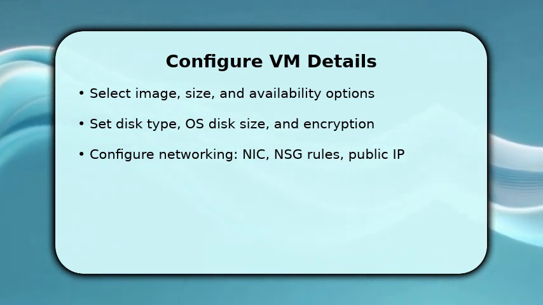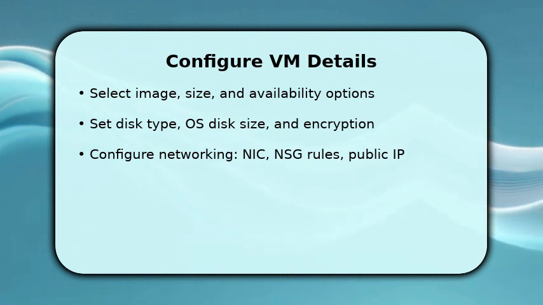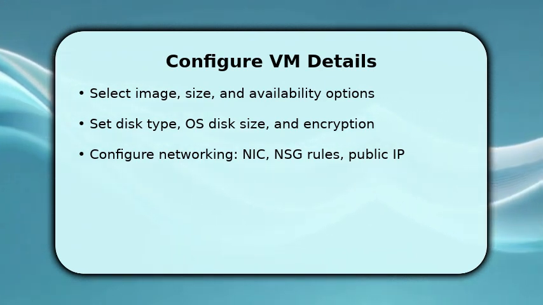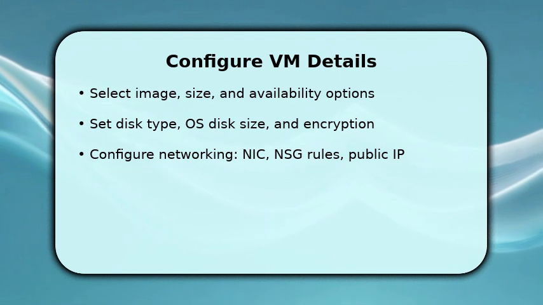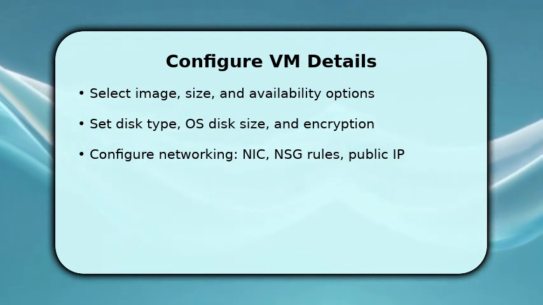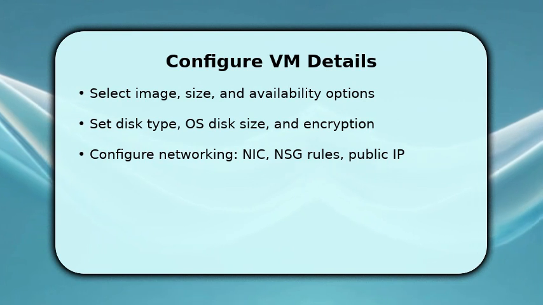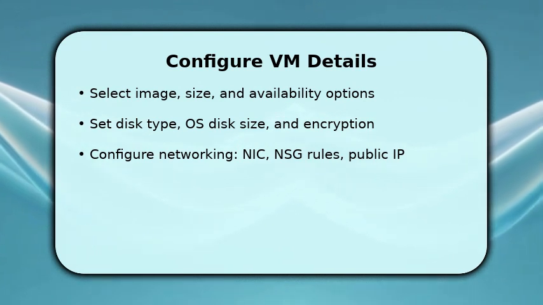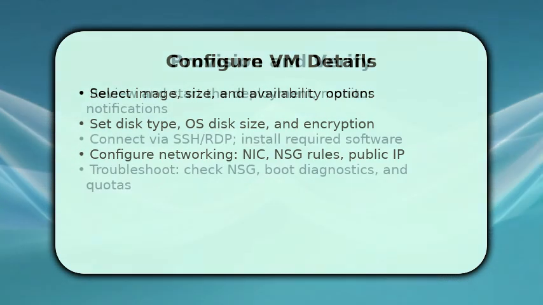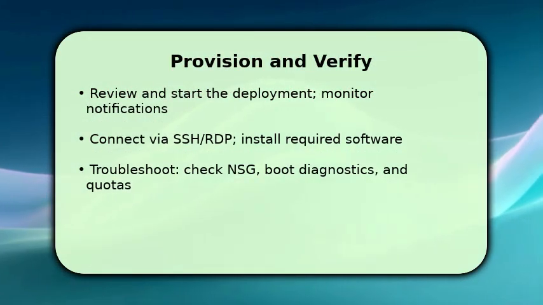For networking, attach a NIC, assign or create a public IP if remote access is needed, and define NSG rules to allow SSH or RDP while restricting other ports. Make sure you finalize by reviewing the deployment summary and starting provisioning. Monitor the deployment notifications until the VM reaches running state.